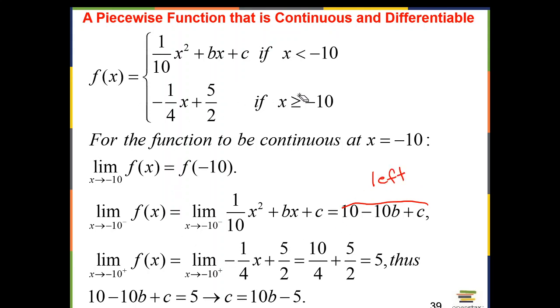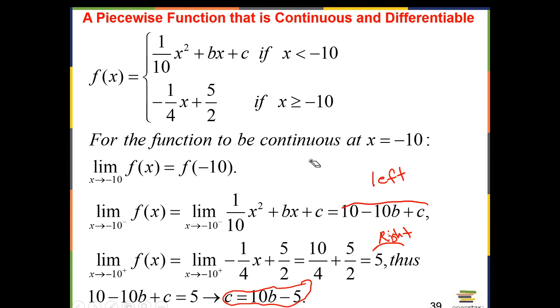Now, for the limit of the function from the right, we have to use this one, and we substitute -10 here. We get that, which is 5. So the limit from the right is 5, right? So we have to make sure these two are the same, and they're the same as f at -10, which is actually 5. So we're going to set this one and this one equal to each other. Since we have two unknowns here, we're not going to be able to find C and B, but we find a relationship between B and C right here. So that's the first step.